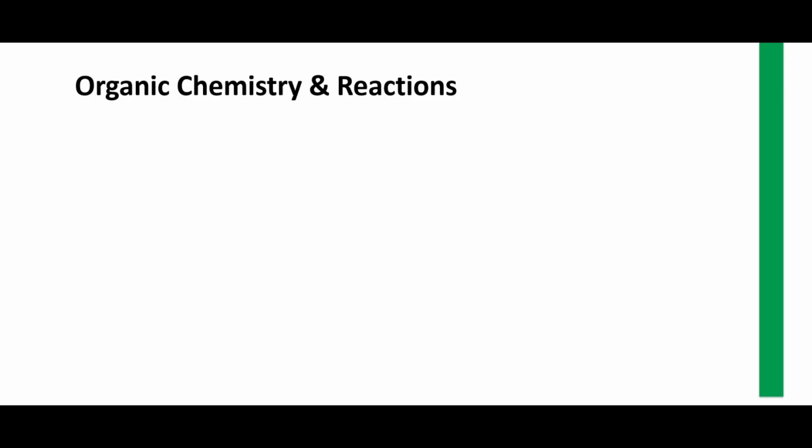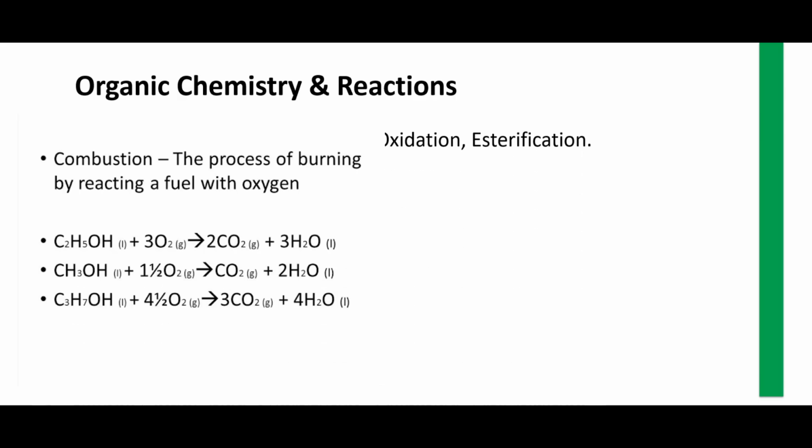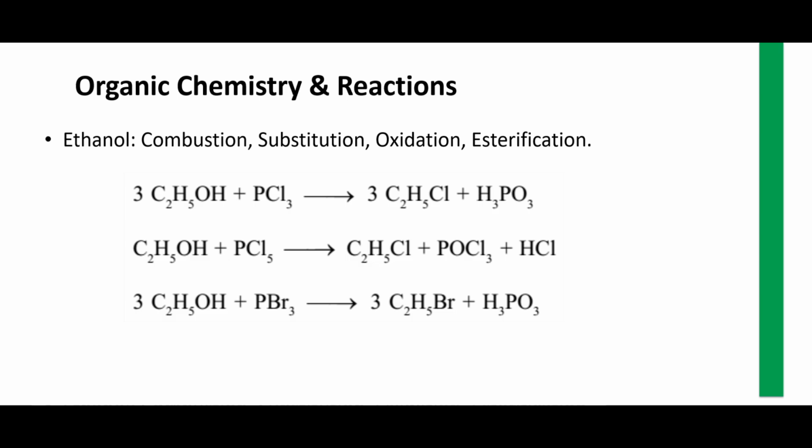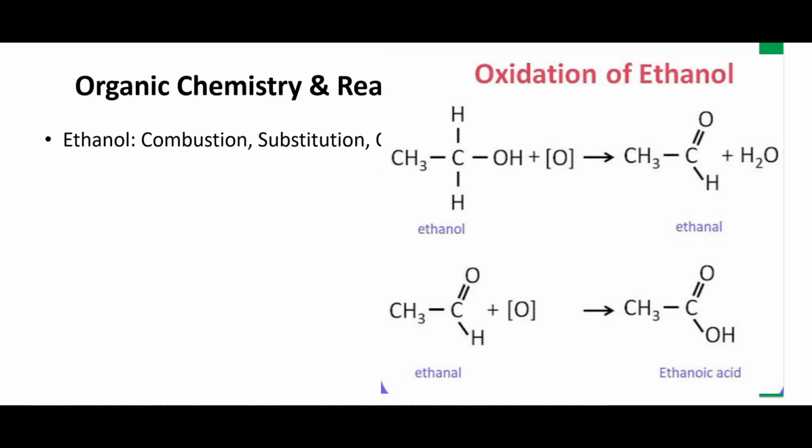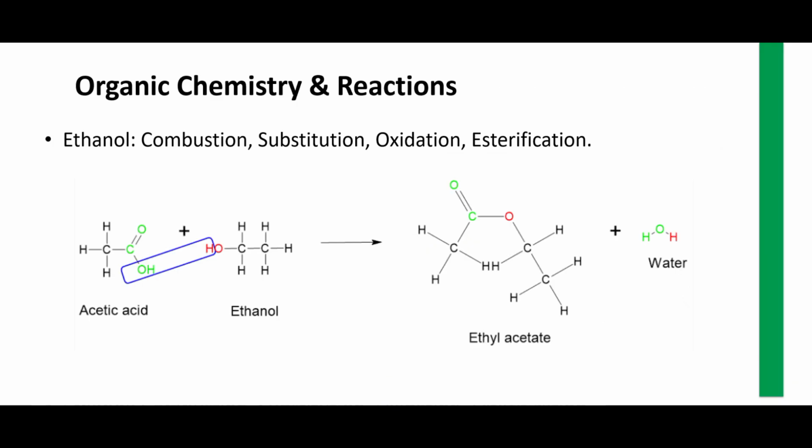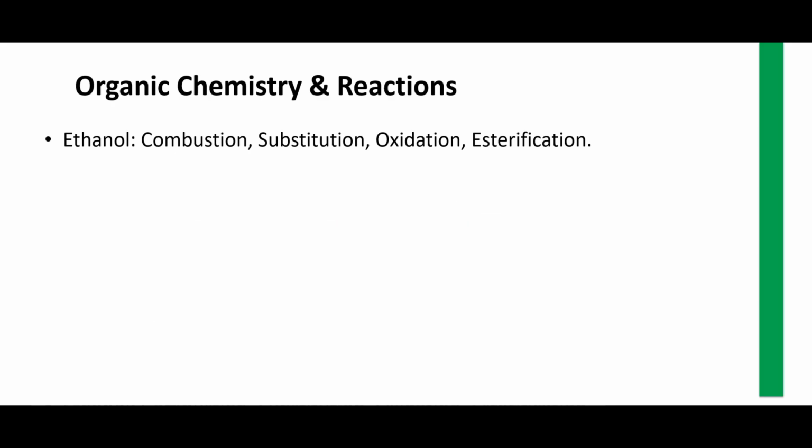Look at the following ethanol reactions. Combustion reaction. Substitution reaction with phosphorus 5-chloride or 3-chloride. Oxidation reaction using acidified potassium permanganate. It first yields ethanal. Further oxidation yields ethanoic acid. Esterification reaction. Remember the differences between how ethane and ethene react, especially with halogens. The substitution and addition reaction.